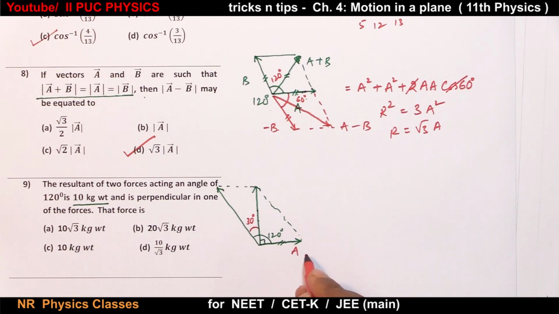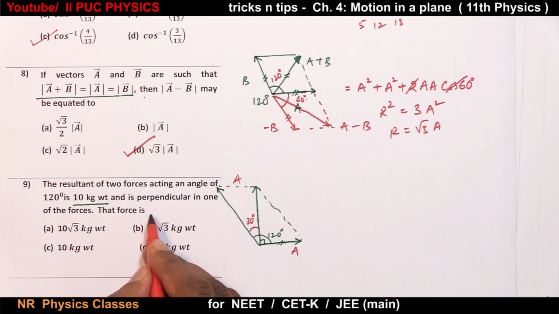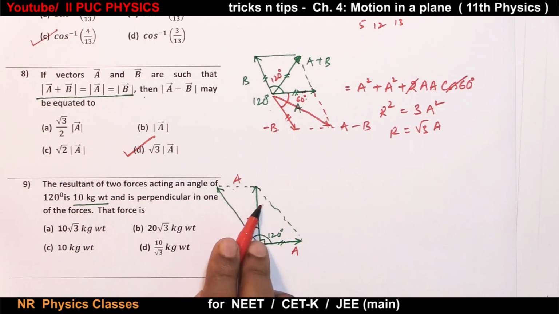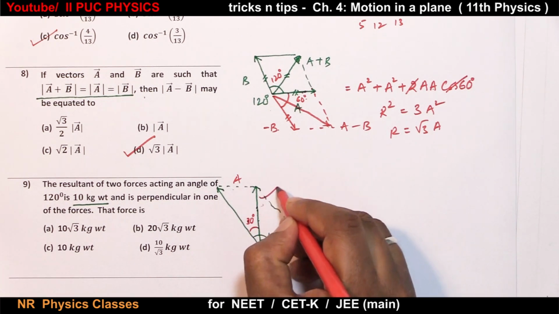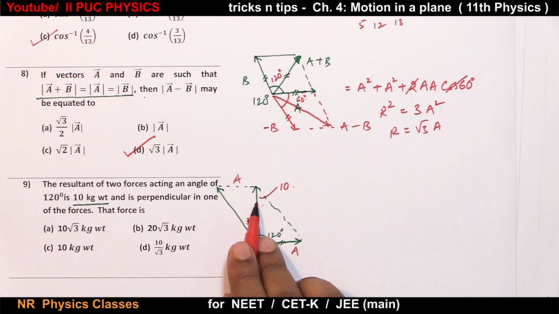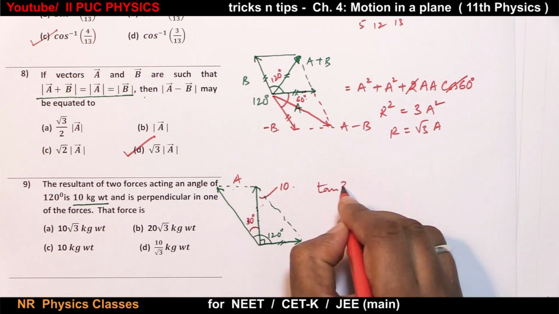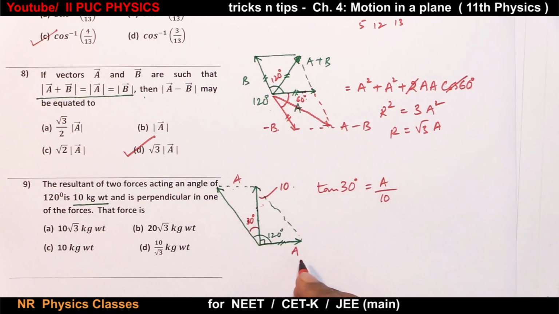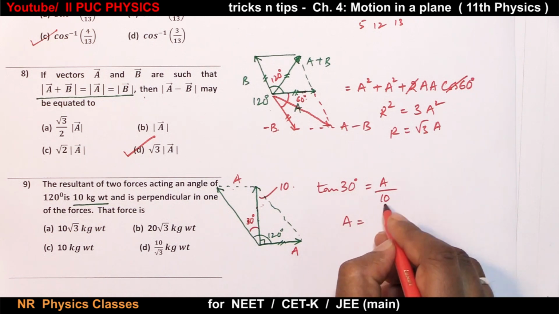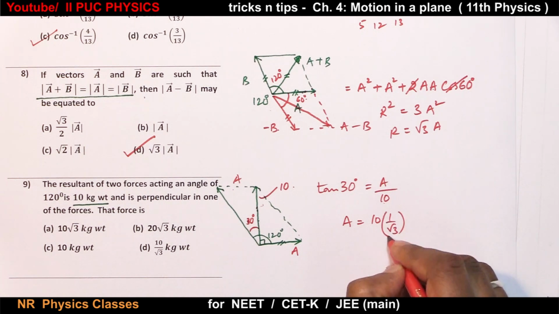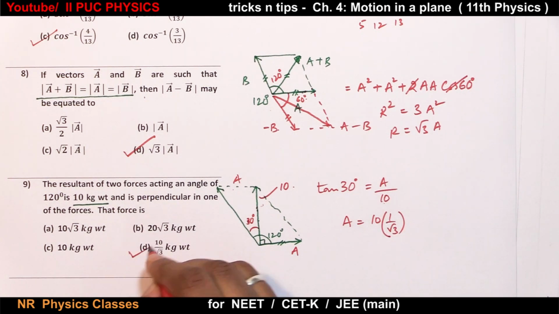and is perpendicular to one of the forces. This is that force. Let it be A. If this is A, this is A. It's a parallelogram. Then the force is the opposite side to this 30 degrees. This adjacent side is 10 kg weight. Opposite and adjacent means the tan function. Tan of 30 degrees equals opposite, which is A, over adjacent, which is 10. Therefore, A equals 10 tan 30, which is 1 by root 3, so 10 by root 3 kg weight.